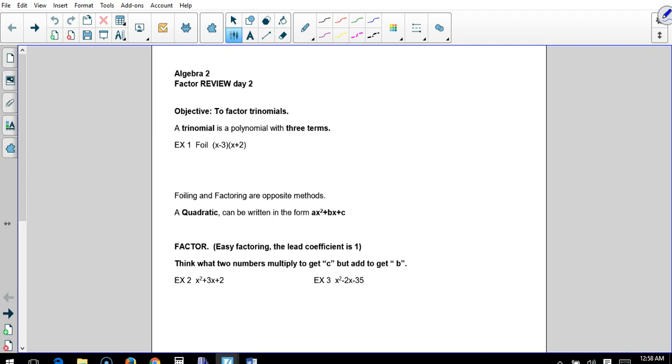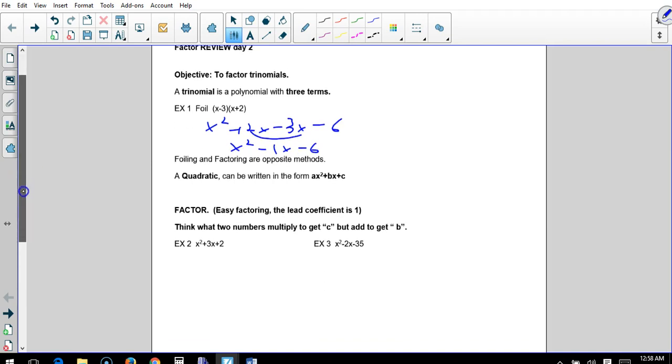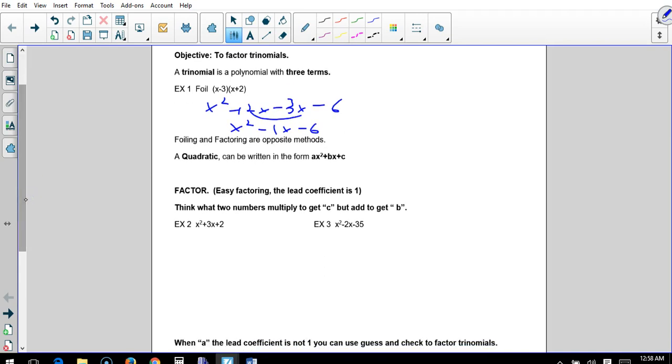So let's review. If we FOIL this, we're going to get x squared and then plus 2x minus 3x minus 6. So these two are going to join together, which gives us x squared minus 1x minus 6. Well, FOILing is the opposite of factoring. Factoring is the opposite of FOILing. A quadratic can be written in the form ax squared plus bx plus c.